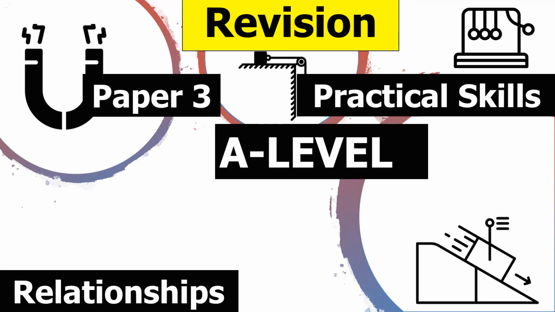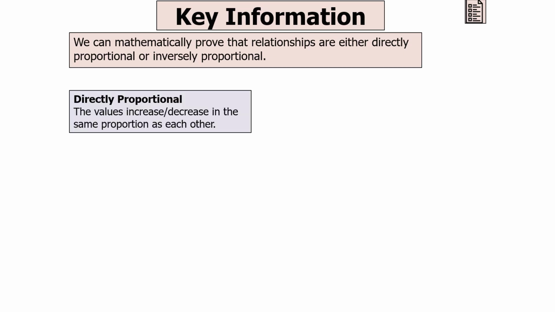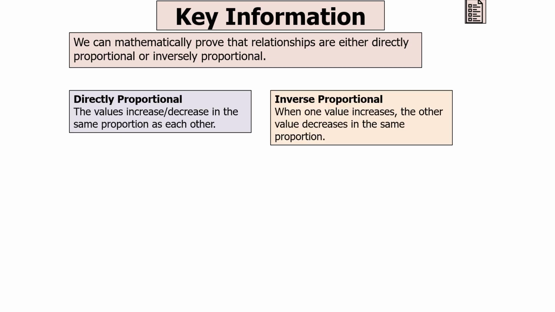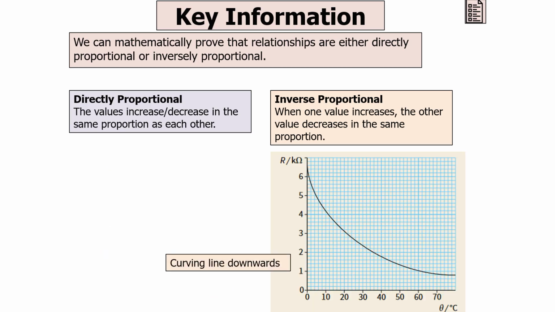Let's now have a look at relationships of data. Now we can mathematically prove that relationships are either directly or inversely proportional from a data set. Directly proportional means that the values increase or decrease in the same proportion as each other, whilst inversely proportional means that one value increases, the other value decreases in the same proportion. You can observe direct proportionality as a straight line through the origin, and you can observe inverse proportionality as a curving line downwards in your graph.